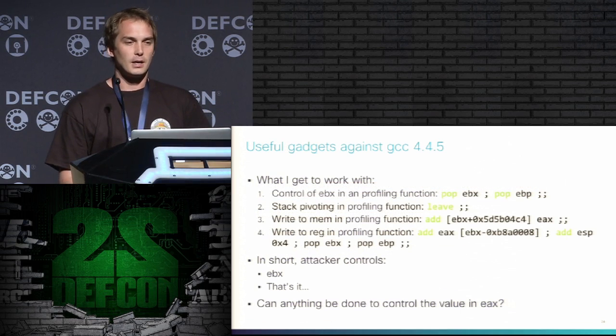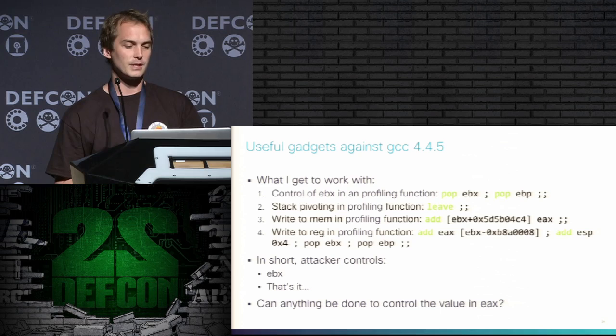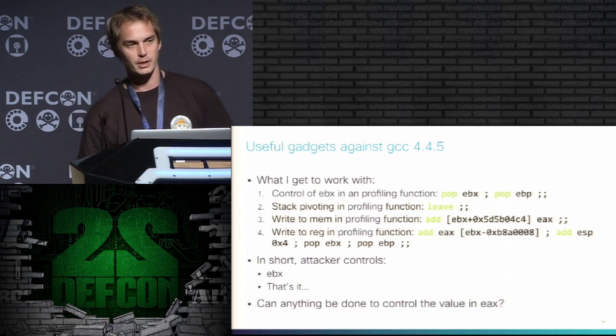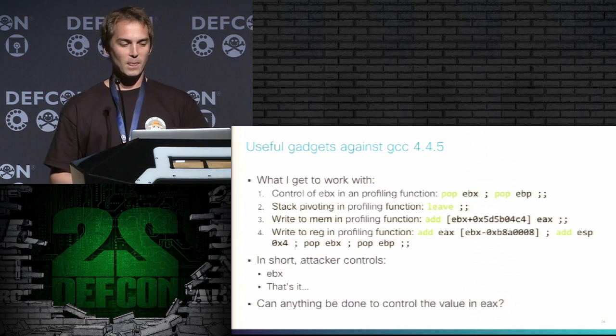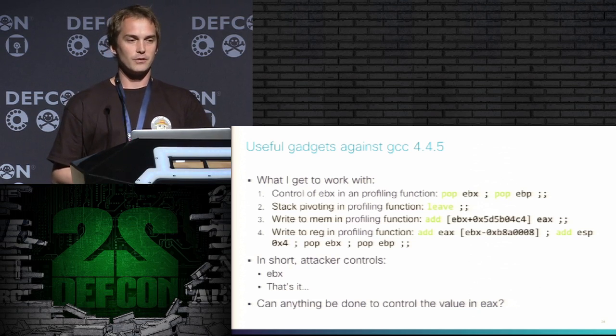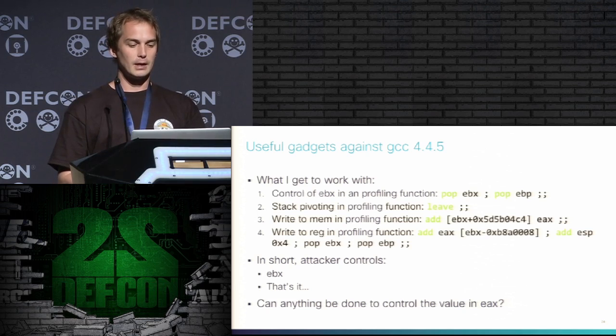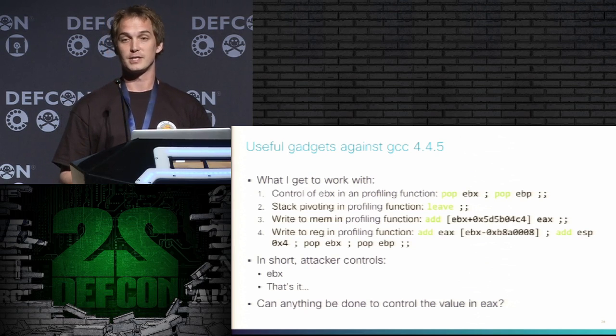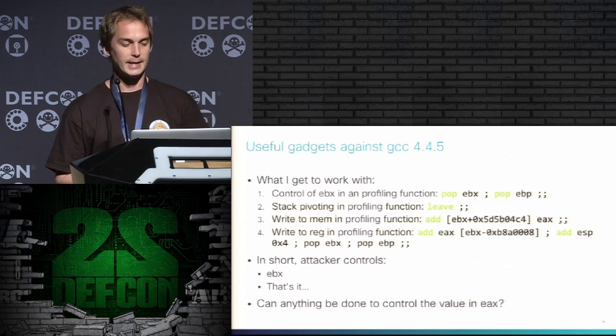Based on that, I disassembled those functions, and I ended up with this stuff to work with. This is only generated by the compiler. It's not code which is generated by the target application. So I've got a bunch of stuff to work with. The first one allows me to control EBX, so put a value in there and control that. The other one, leave, allows me to pivot the stack when I've achieved control and want to execute my shellcode in the end.